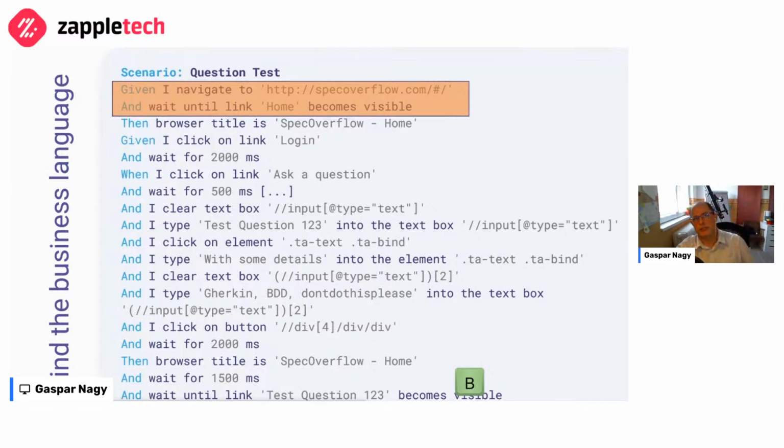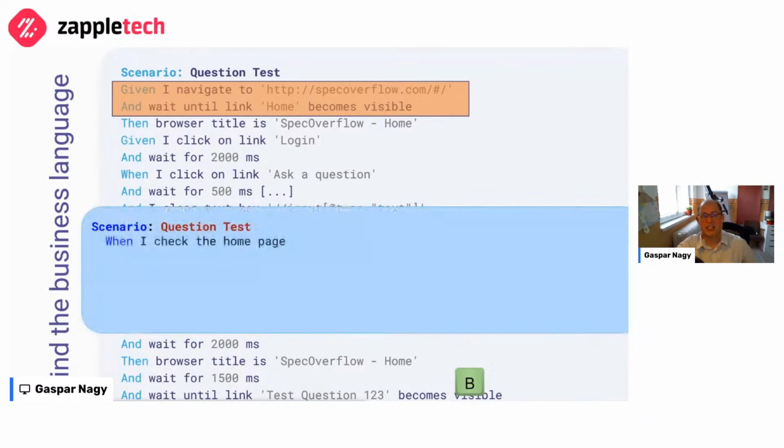So maybe first I just highlighted the first 2 steps: navigate to this URL and wait until the home becomes visible. What we really wanted to say probably is what happens when I check the home page. This was the way to describe that we need to navigate to the URL and wait until it's really loaded, but that's what we wanted to do.